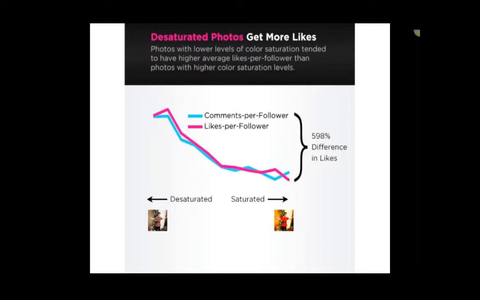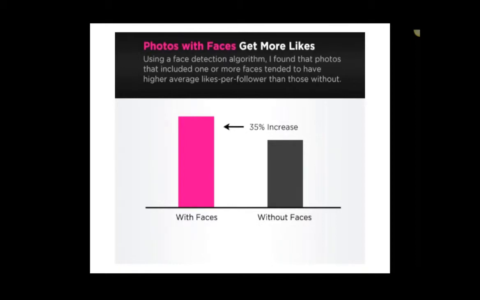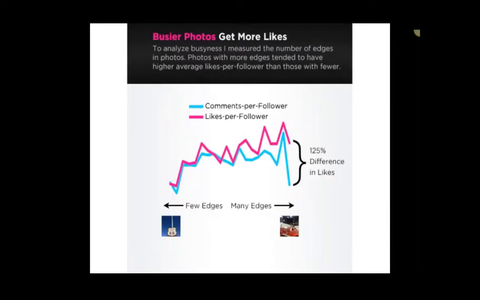This was kind of surprising to me. So photos with lower levels of color saturation tended to have higher average likes per follower than the photos with higher color saturation. So something to think about. Doesn't have to be perfect. Using a face detection algorithm, I found that photos that include one or more faces tended to have higher average likes per follower than those without. Not a big deal, but with faces, they like this. I guess the selfie thing wins on that one.